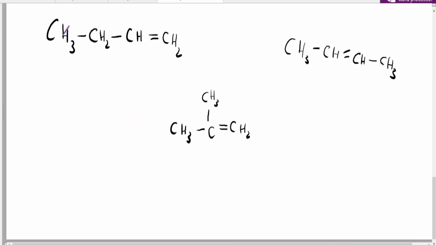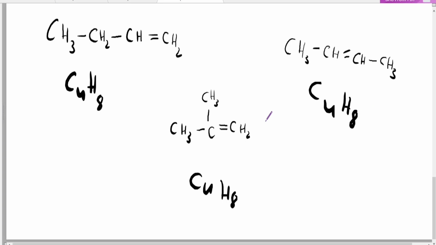Let's say I have these three compounds, and let's count them and make the molecular formula. All of them contain 4 carbon atoms, so C4. This one has 3, 4, 5, 6, 7, 8 hydrogens. This has 3, 3, 6, 7, 8. So this has 8 hydrogens as well. This one also has C4 and 3, 4, 5, 6, 7, 8. So 8 hydrogens as well.